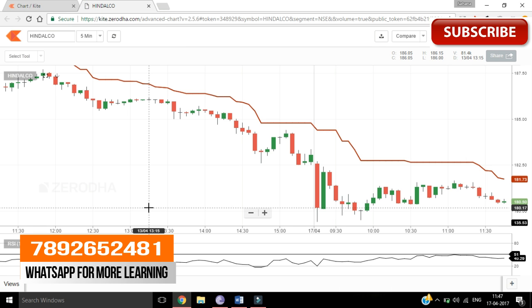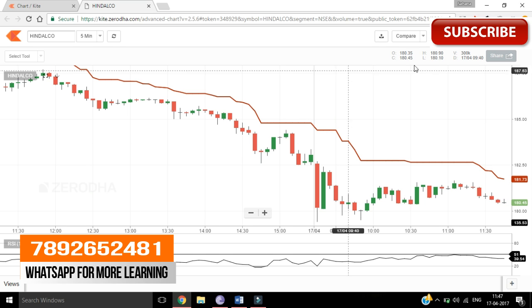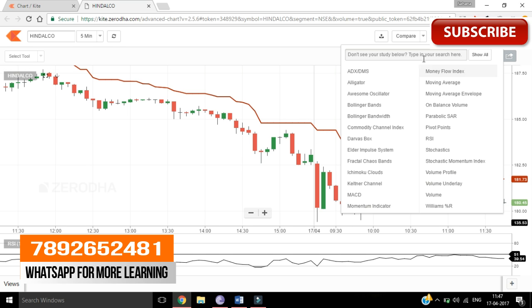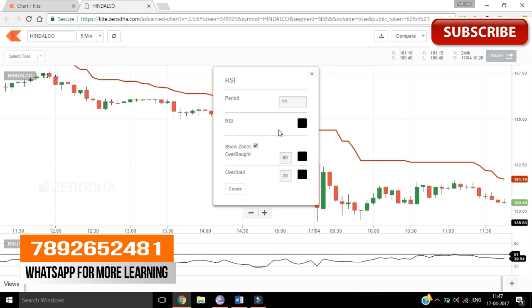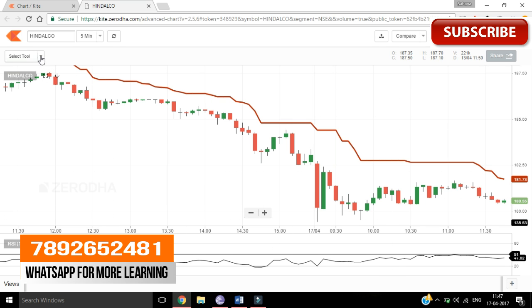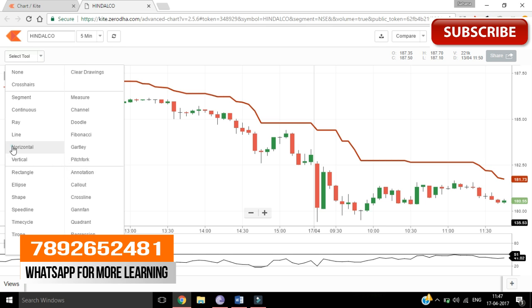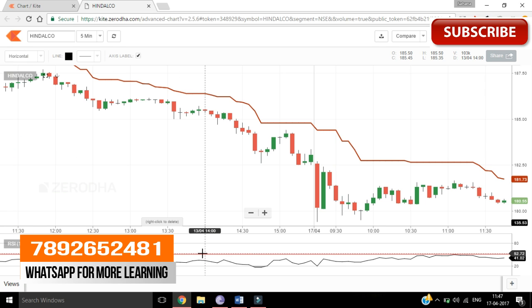Okay, so I have put an RSI. For the ones who do not know how to put an RSI, go here and type RSI, click on RSI. This is the default setting, create. Okay, 80 and 20. What I have done is gone to a horizontal line over here, just for my confirmation, and put a line like this. You saw this line? So I put a line at 50. It has come around 51, but you have to put exactly, see, 50.63. So you have to put around 50.